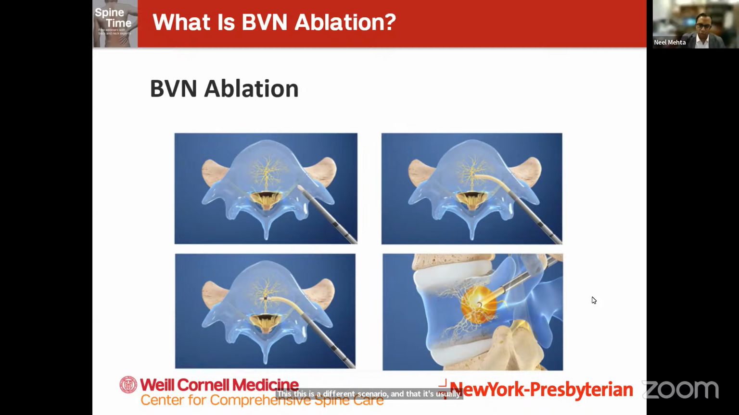And to both of you, a couple of questions came in about potential for complication. Is there a chance of vertebral fracture, and what are we losing by ablating the basivertebral nerve? What was the original purpose there?